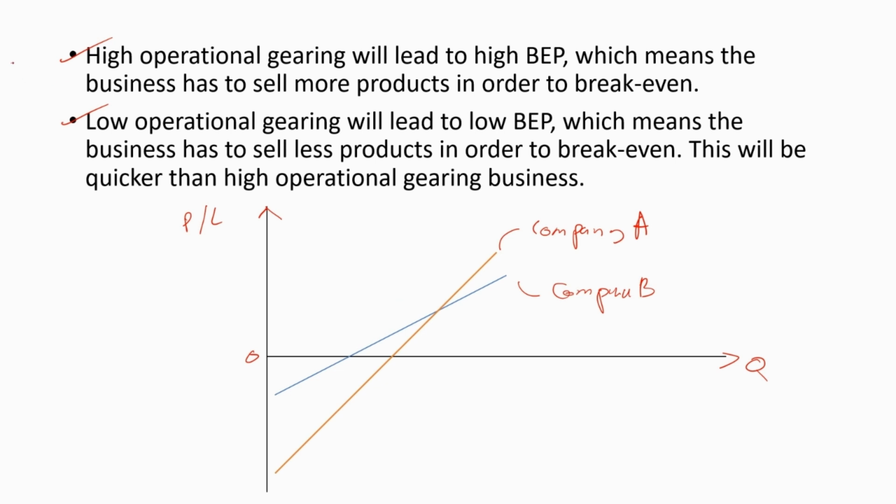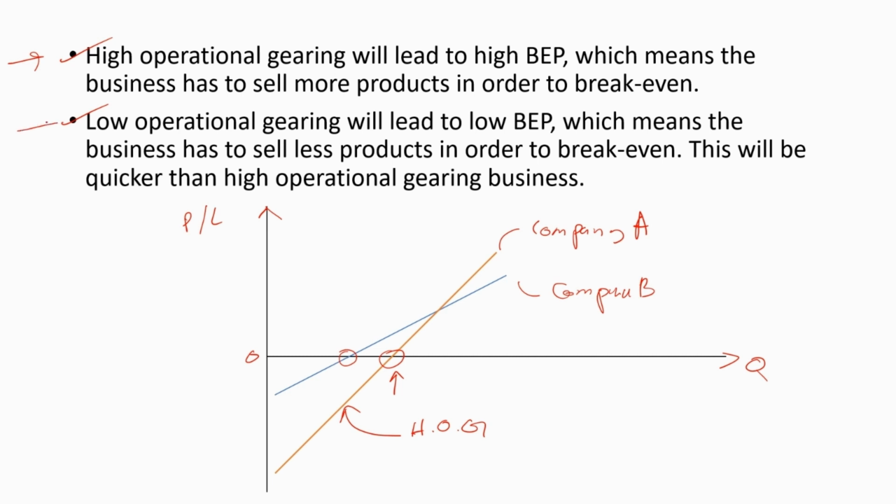Let's go through these notes. High operational gearing will lead to high break-even point. There are two break-even points, one for each product, and what is the higher break-even point value? Which is this? This is the higher break-even point value. So, company A has the higher operational gearing.